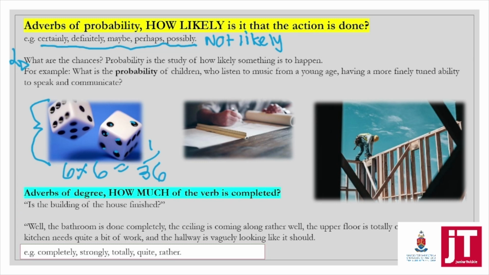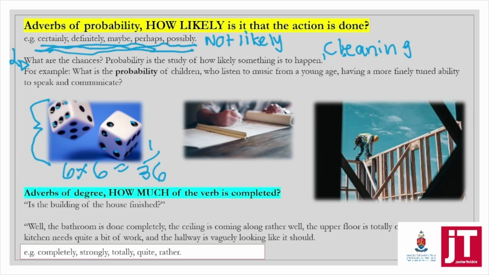So you could say, what are the chances of my younger sibling cleaning their room? You could ask yourself that. Or you could say, what are the chances of getting 2 6s on a dice? And then these sorts of answers are what you're looking for. The verb would have been cleaning, or is cleaning, or will clean. The adverb will help us understand the chance of cleaning happening.